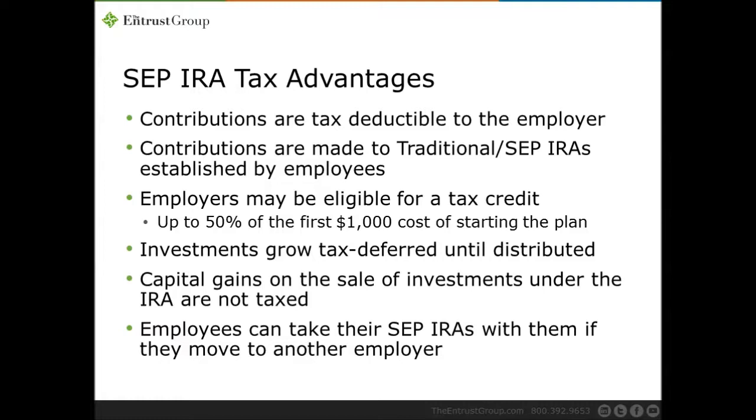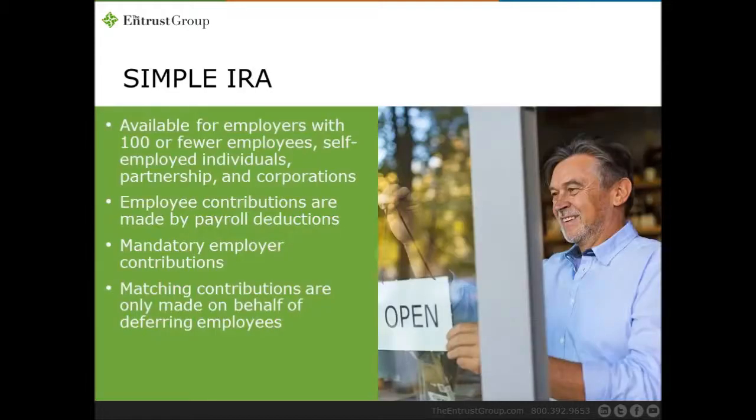Employees can also take their SEP IRAs with them anywhere. Why is that? Because the contributions go into a traditional IRA. A traditional IRA can be transferred to any traditional IRA provider. It could be a broker-dealer, it could be a bank, it could be a self-directed provider like the Entrust Group. Since contributions, again, go to IRAs, those can be moved at any financial institution.